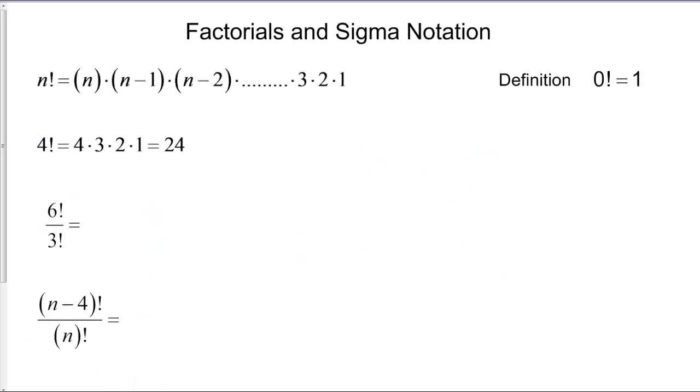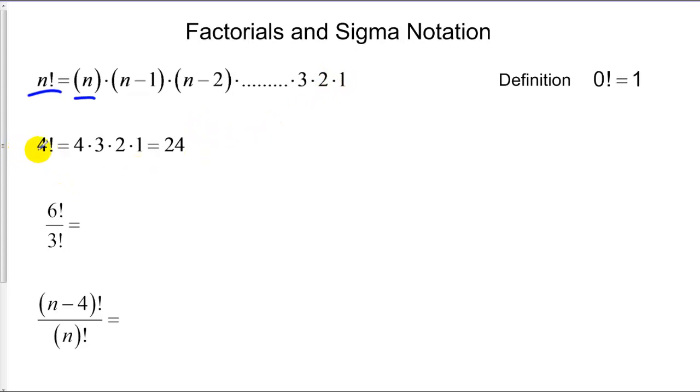Now we're going to move on to talk about factorials. A factorial is an expression written in this form. We call this a factorial, but it looks like an exclamation mark. What it means is take that number and then decrease that number by 1 until you get all the way down to 1, and take all those numerals and multiply them together.